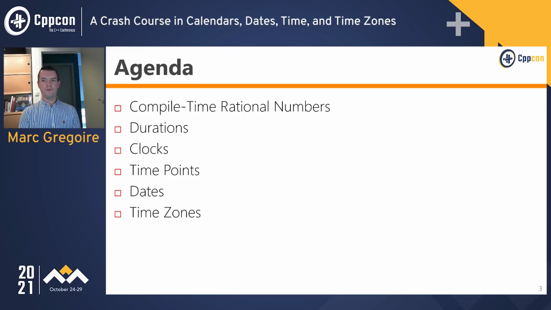I'll be talking about the following topics: compile time rational numbers, durations, clocks, time points, dates, and time zones. Actually, only the last 5 of these are part of the so-called chrono library. The first one is not really part of the chrono library, but it's part of the ratio library. However, I will still briefly discuss this ratio library because not everyone knows how to use it, and we will need it during the discussion of durations.